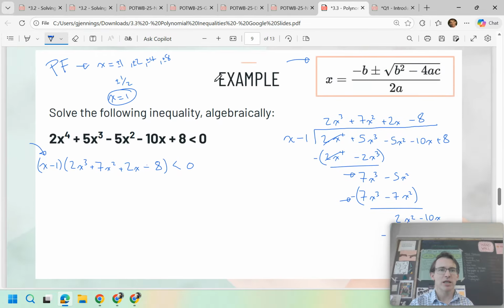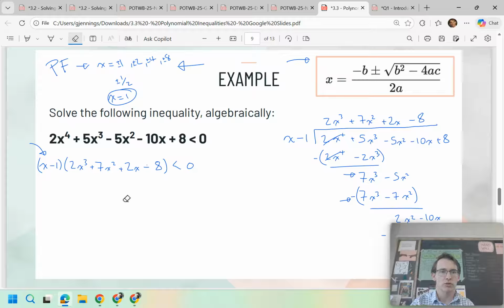We still have the same potential factors, and I'd encourage you to test 1 again. Even though we can look at it and see it doesn't work here, we test it. 2 plus 7 plus 2 minus 8 gives us 3, and 3 is not 0. So 1 is not a factor anymore. Sorry, minus 1 doesn't work either, because then you would have minus 2 plus 7 minus 2 minus 8. When you're testing minus 1, all of your odd degree x's flip their signs. So that's not 0 either. So we've got to test 2 or 4 or something like that.